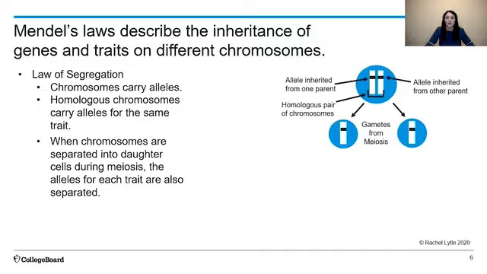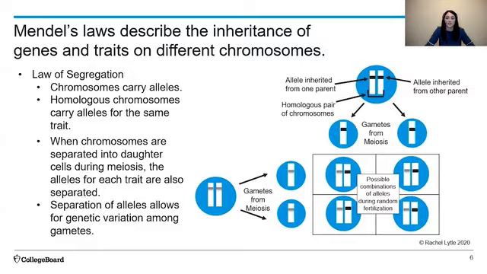So if the same thing is happening with another parent, and then these gametes are going to combine for fertilization, we can see that there are a lot of different possible combinations of alleles that result because those alleles were separated originally in the parents during meiosis. And so the separation of alleles allows for genetic variation among the gametes and then eventually among the offspring.